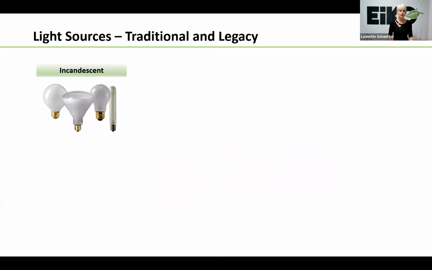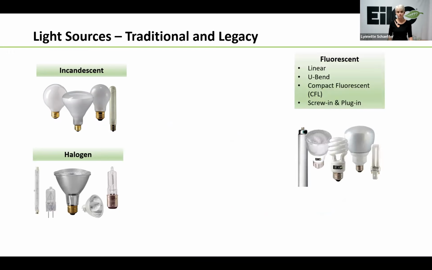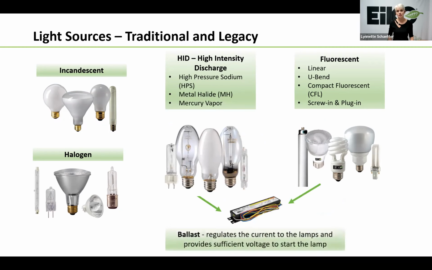As we look at the different light sources, each one has its own unique advantages. Many incandescent light sources still exist, as do halogens. Of course, fluorescent lighting really took off in the 80s, followed by HID, both of which require a ballast. What the ballast does is regulate the current to the lamps and provide sufficient voltage to start the lamp.